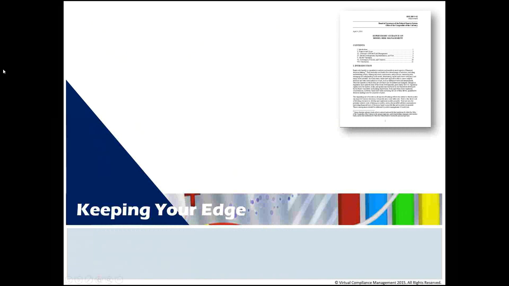Well, where does this come from? It comes from some guidance that was issued by the OCC, the Office of the Comptroller of the Currency, and the Federal Reserve back in 2011. As you can see there, the title of the guidance is Supervisory Guidance on Model Risk Management.